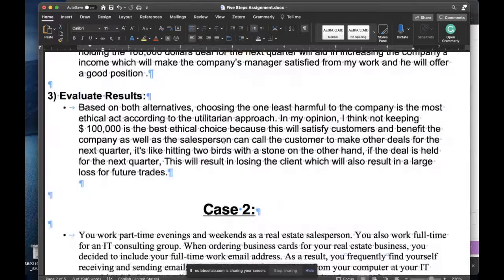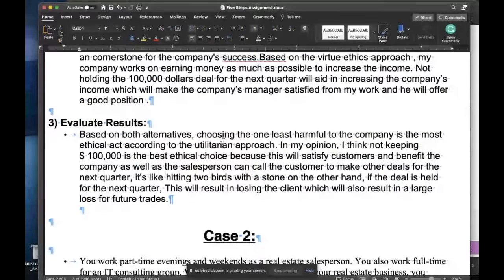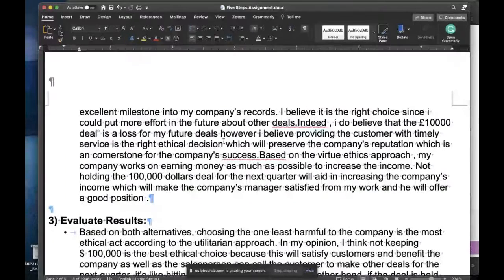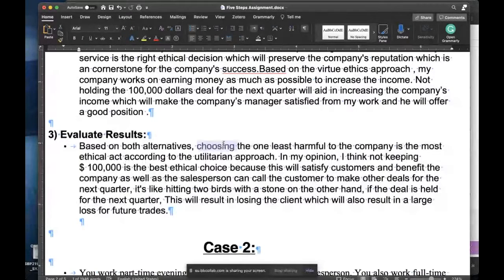Okay, so evaluating the results. Based on both alternatives we configured from the problem, choosing the one least harmful to the company is the most ethical act. And according to the utilitarian approach, in my opinion, not postponing or keeping the $100,000 is the best ethical choice because this will satisfy customers and benefit the company as well, as the salesperson can call the customer he made a deal with and decide on other deals for the next quarter. It's like hitting two birds with one stone. And on the other hand, the deal is held for the next quarter.